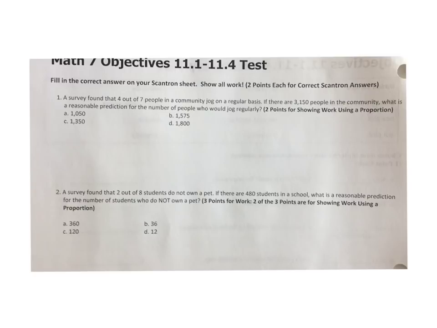Question number 1 says, a survey found that 4 out of 7 people in a community jog on a regular basis. If there are 3,150 people in the community, what is a reasonable prediction for the number of people who would jog regularly? Notice that you will get 2 points for showing your work. We are recommending that you set up a proportion. So this question is worth a total of 4 points, 2 for the work, 2 for the answer.